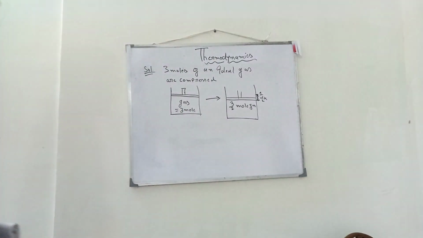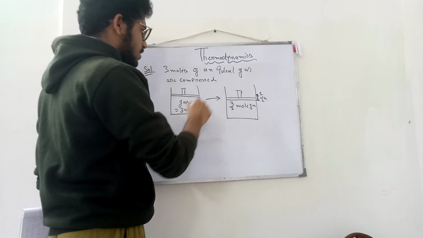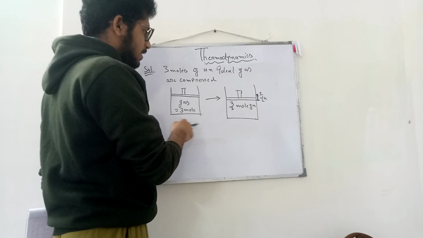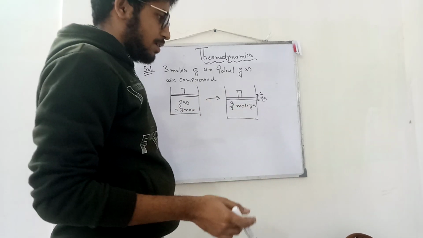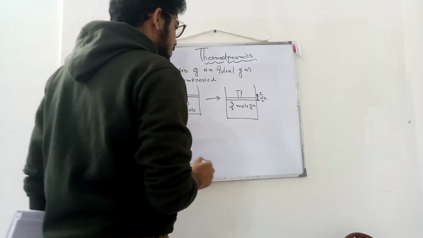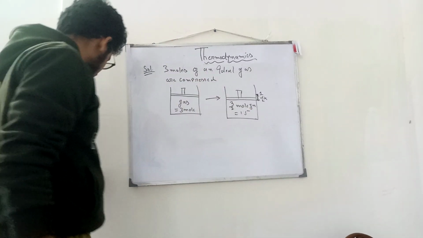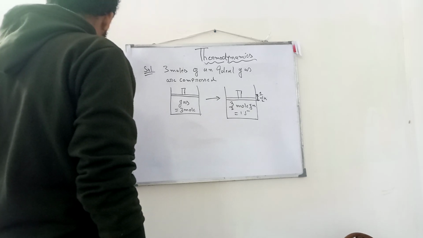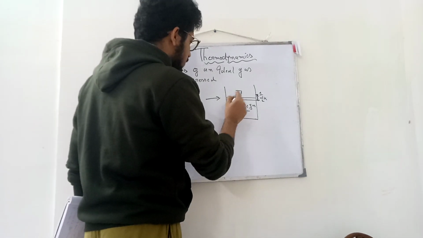This is the question: we are compressing the gas through a piston, and the initial mole is 3 mole, and after compressing the mole becomes 3/2, means half, that is 1.5. And we have to find out the work done in this process. So how much work is done during this process of compression?